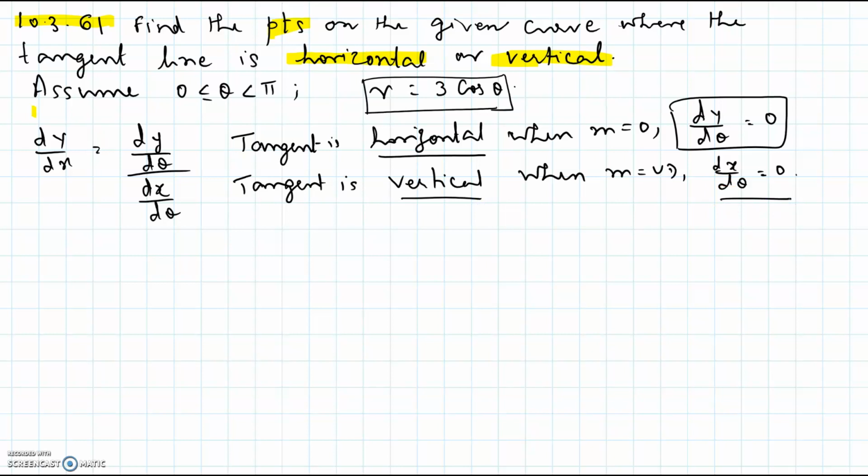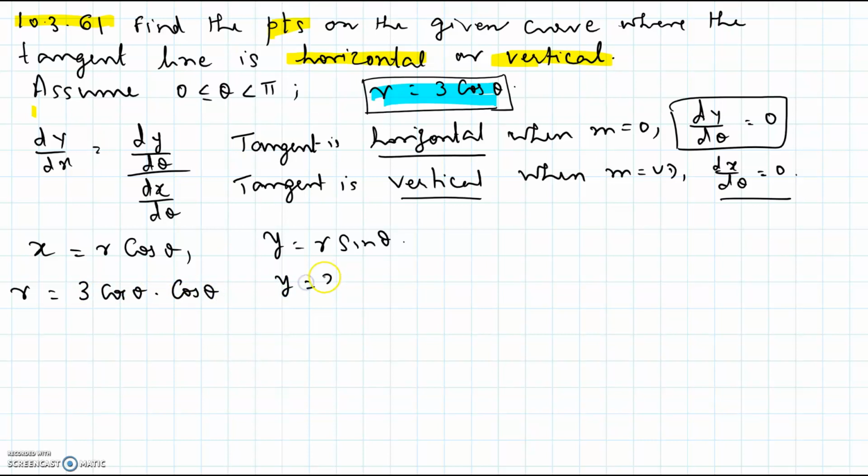Okay, now we have to find x and y in terms of theta, and then differentiate. X equals r cosine theta, y equals r sine theta, but r is given as 3 cosine theta. So we can substitute for r: x equals 3 cosine theta times cosine theta, y equals 3 cosine theta times sine theta. The tangent is horizontal when dy by d theta equals 0. So we will set dy by d theta equal to 0.